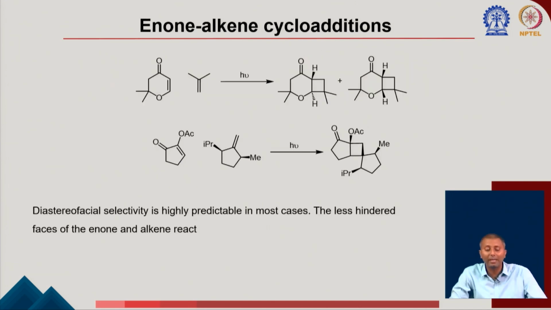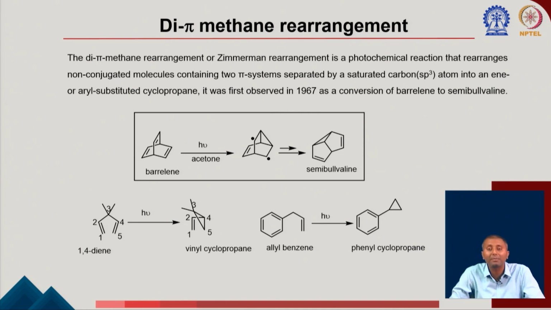We have learned about the enone alkene cycloaddition. Now we are going to move to another important reaction, the di-pi-methane rearrangement.